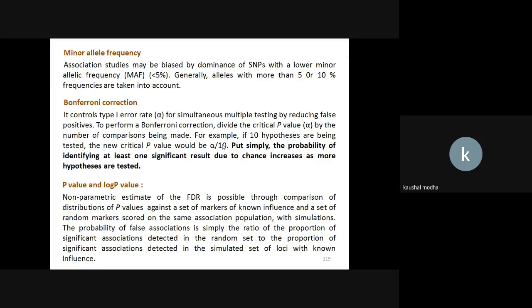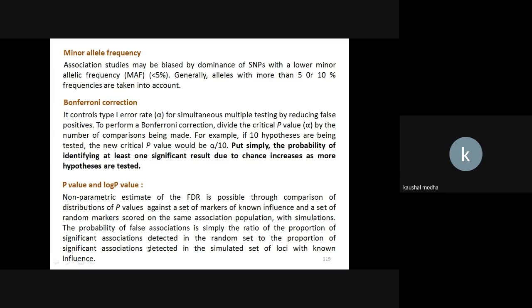We also study some of the random markers, and then we work out the probability of false association, which is the ratio proportion of the significant association detected with random set. So if you are utilizing random set, that should not give you the association. If it gives you the association, that is false association.